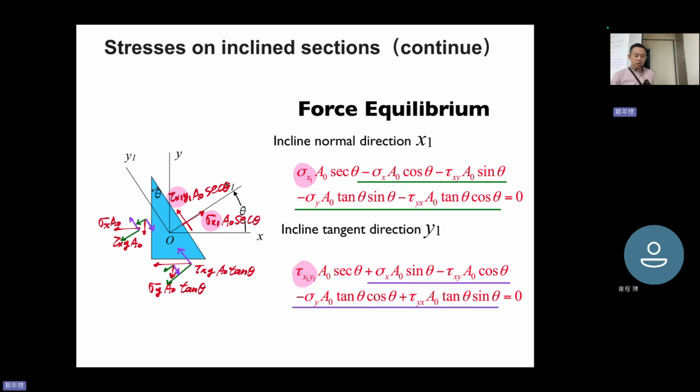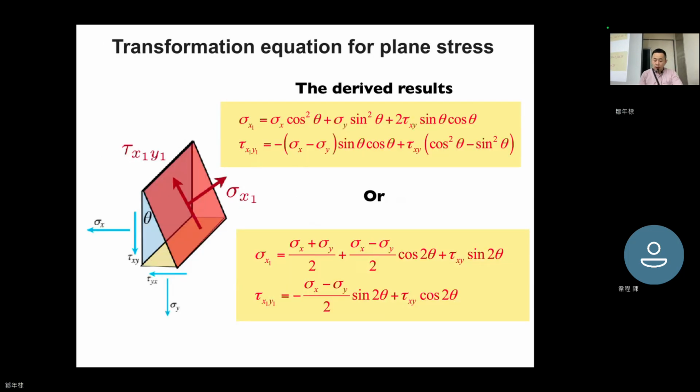Okay, so next page. We found that it's really similar to what we did in chapter 2, right? Very similar. Okay, so next page. After you've done that, you get the formula. It looks like this: sigma x1 equal to blah blah blah, or tau x1y1 blah blah blah.